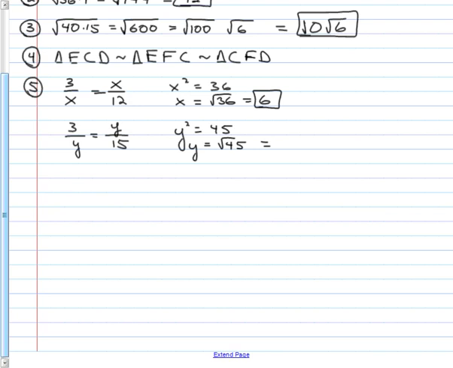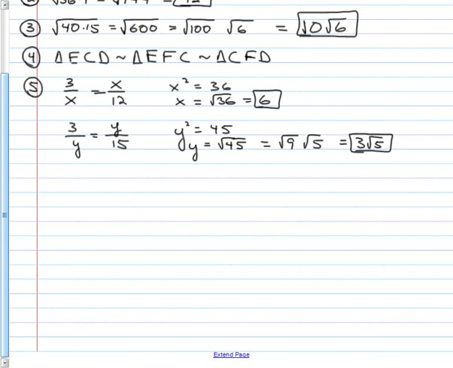What perfect square goes into 45? 9. 9 times what? 9 times 5. So what's the square root of 9? 3 square roots of 5. So it gives us practice simplifying our radicals.